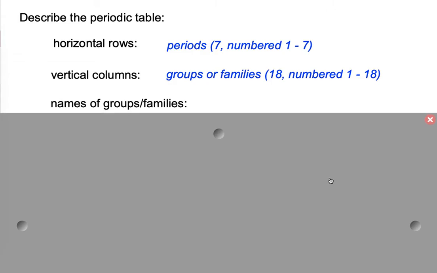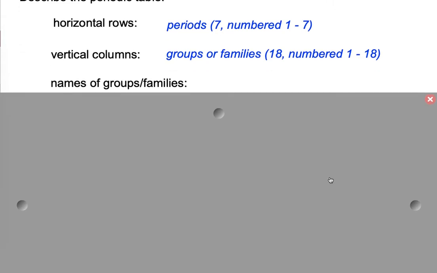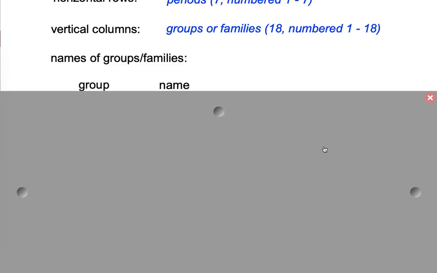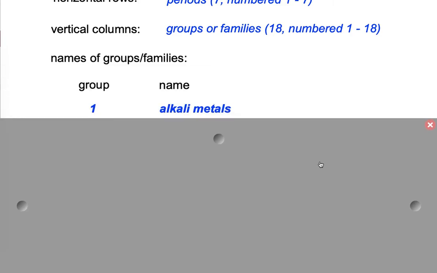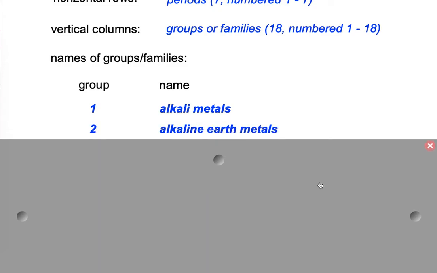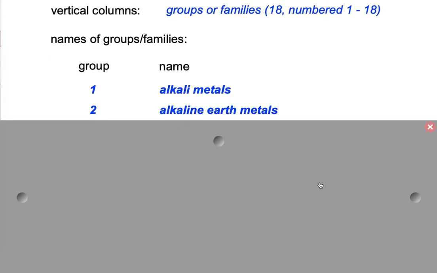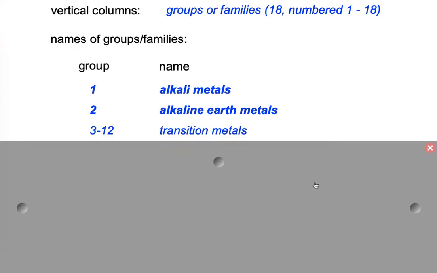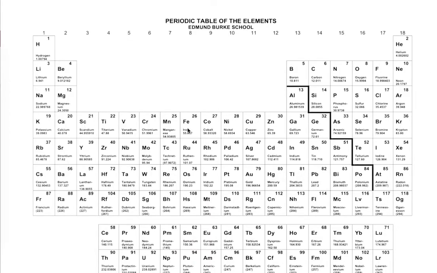The groups or families have names, and some of these I'd like you to know. Group 1 elements are called the alkali metals. The group 2 elements are called the alkaline earth metals. Groups 3 through 12 do not have names, but they are referred to as the transition metals. And if you jump back, you can see that groups 3 through 12, you're transitioning from the left side of the periodic table to the right side.